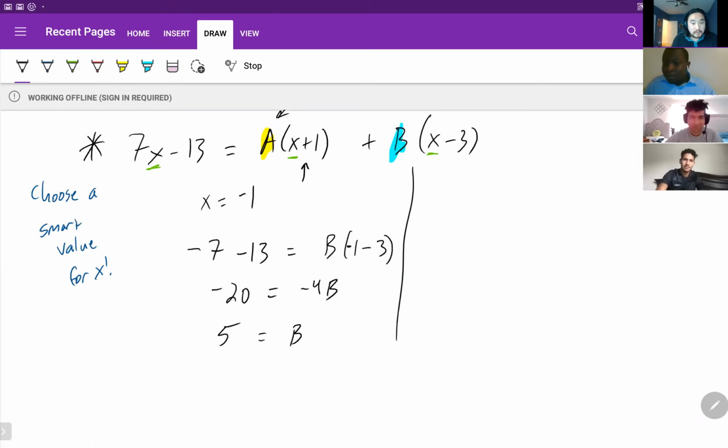All right, so look at that. I figured out my B. Now let's figure out my A. I'm going to choose another smart value for X. What do you think the other smart value of X is going to be in this case? 3. So I'm going to set X equals 3 and set up my equation. Why don't you guys do the same while I do it?